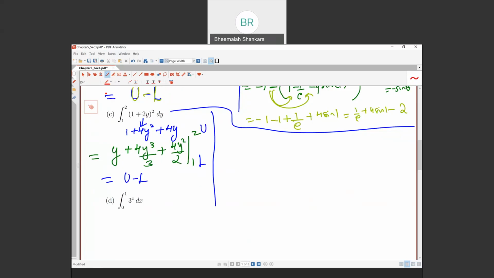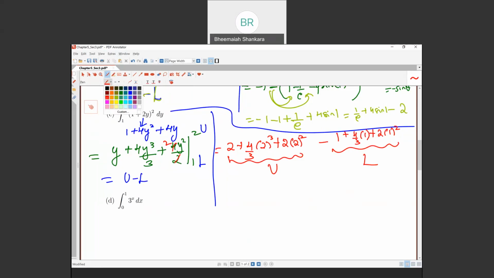When you plug in the upper limit, it's going to be 2 plus 4 thirds times 2 cubed, plus 4 over 2 can be written as 2, so you can write 2 times 2 squared. All this is your upper limit. Minus, you want to write the lower limit. Evaluate variable y at 1. So it's 1 plus 4 thirds times 1 plus 2 times 1 squared.